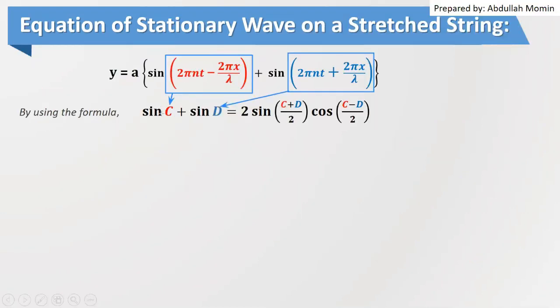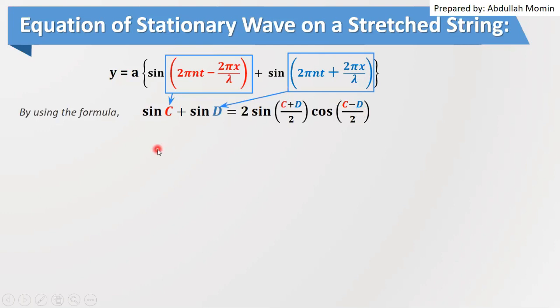So this red bracket is C and this blue bracket is D. And we are going to expand this term and we can write 2 sin (C plus D)/2 into cos (C minus D)/2. So instead of C, we are going to put this red bracket, and instead of D, we are going to put this blue bracket.